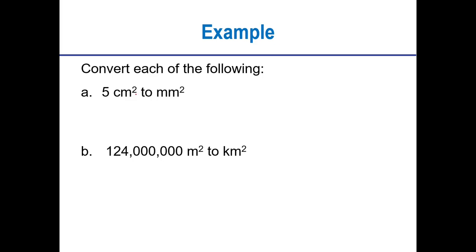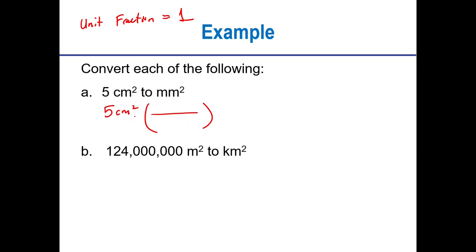Now the key feature here is these are square units, so we cannot use the same process we had earlier. So be careful. We're going to start with 5 centimeters squared, and we're going to multiply that by a unit fraction. Remember, unit fractions are equal to 1. Unit fractions have a value of 1, so they don't change the expression.